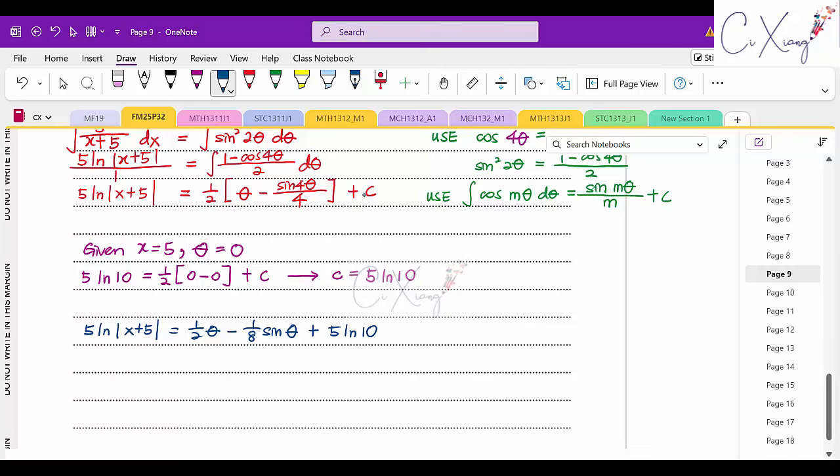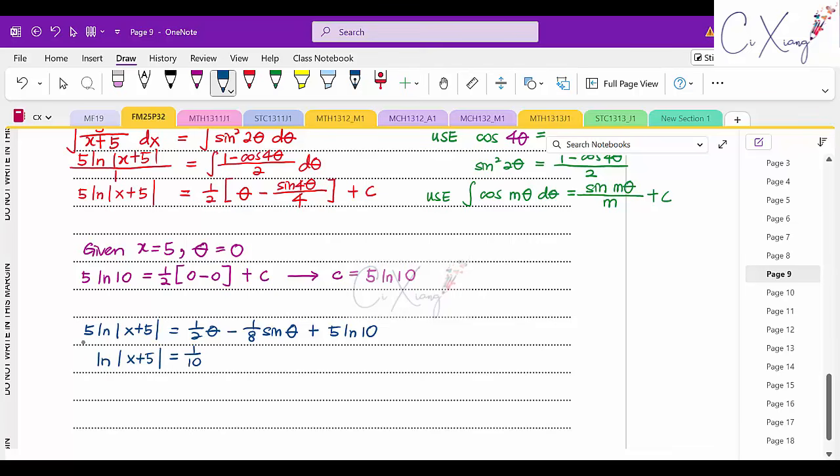Okay, so now you have to remember that what I want to do now is I want to have the equation x in terms of theta. So that means I want to group everything, all the x on the left, then all the theta on the right. There are many ways for us to do that, all right? So for me, the first step I want to do is to get rid of the 5 in front. So I divide every single term by the 5.